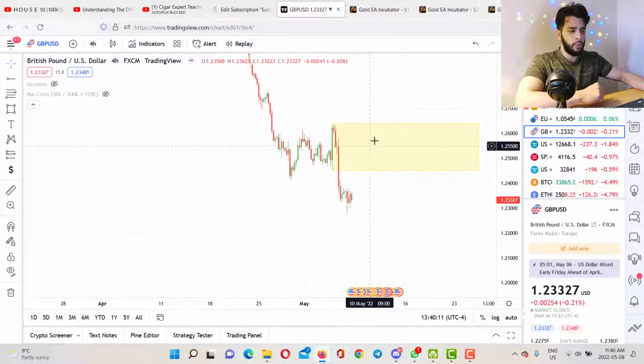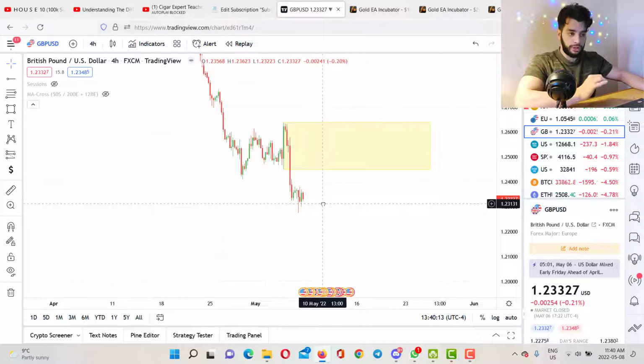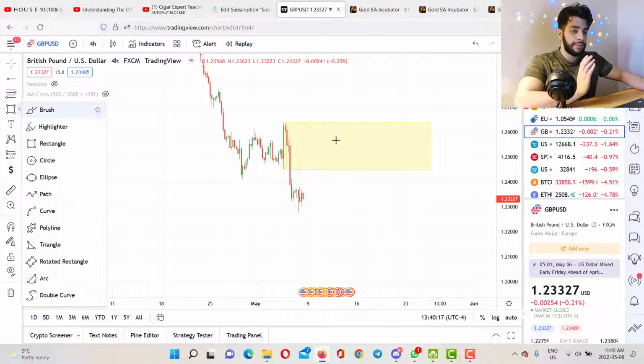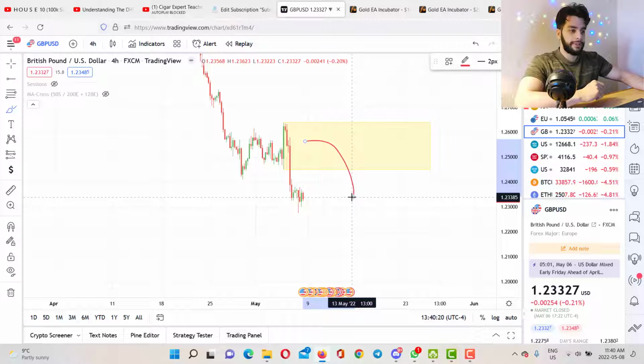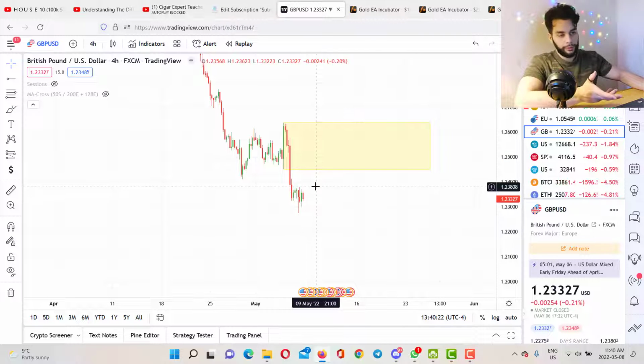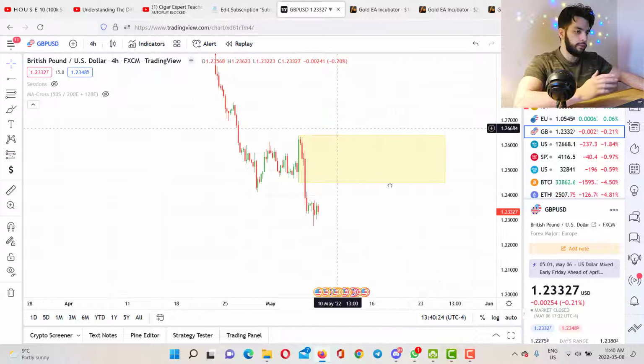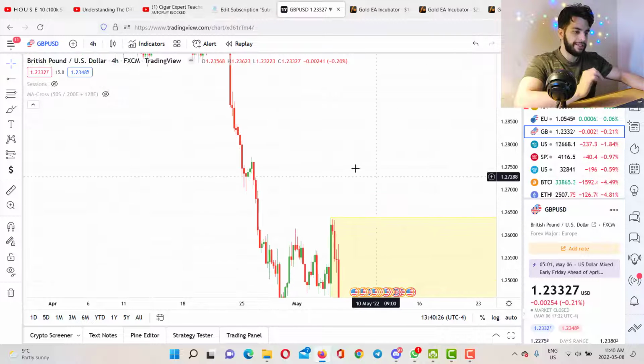And since it's a wide zone, we need to be a little bit cautious about it. So if it gives us momentum somewhere around here, as long as it respects the zone, then we can still take our sell trade, if you want to leave a runner, or if you want to take a one-to-one trade. So this is our next resistance level.